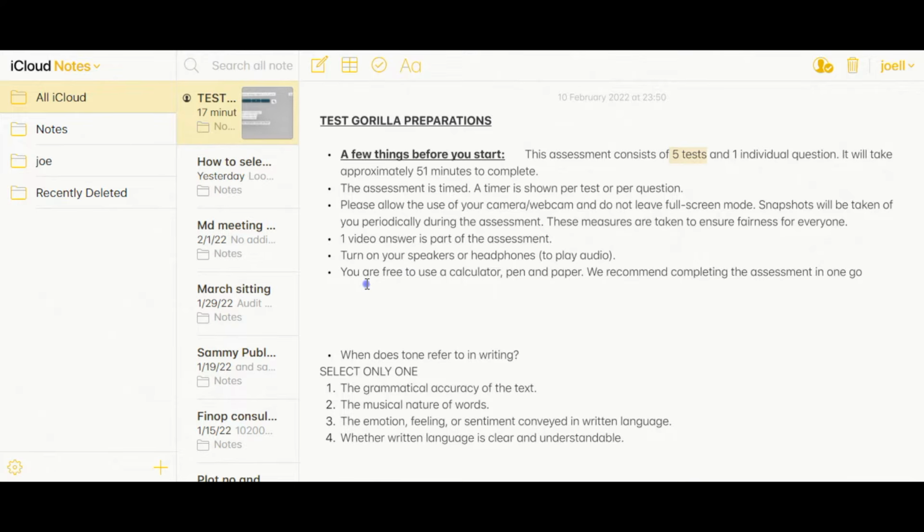And then they're saying you are free to use your calculator, pen and paper, and recommend completing the assessment in one go. In one go, they mean that once you start doing the assessment, you have to complete it. Not that you say I will do test 1 and then I chill for an hour. No. In one go, the assessment is preset, and once time is done, it will just disappear. So to avoid all that, you should do the assessment in one go. That's what they mean. Okay, maybe that's what you should expect in the instructions.